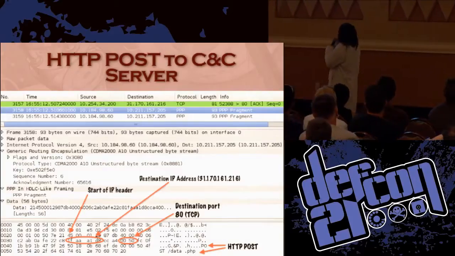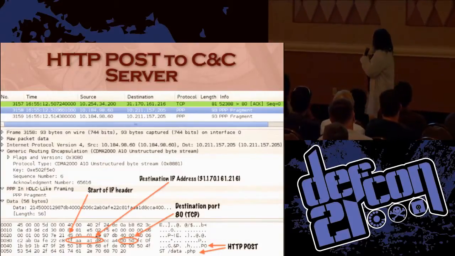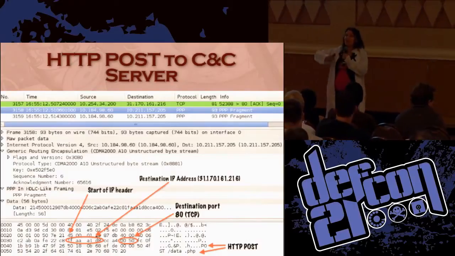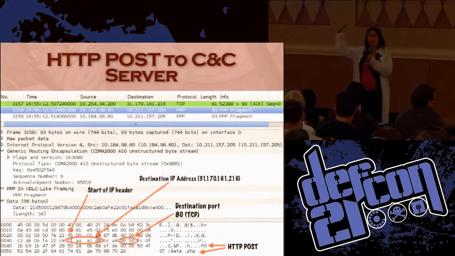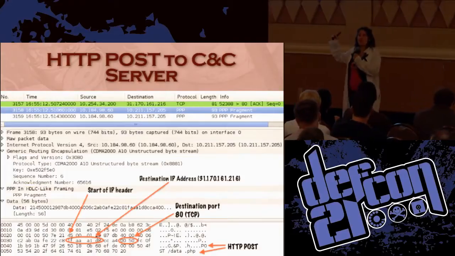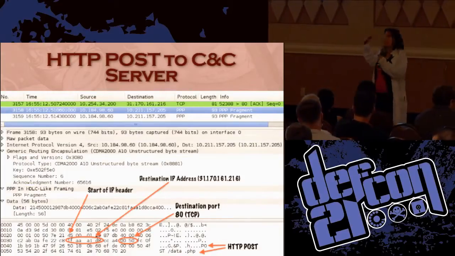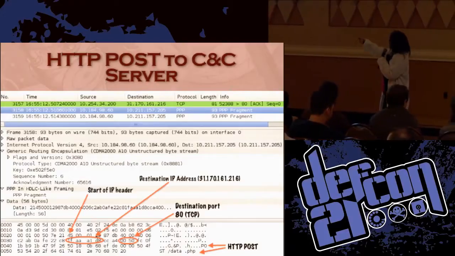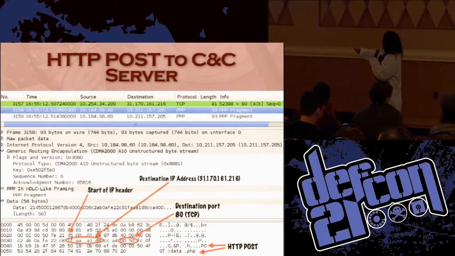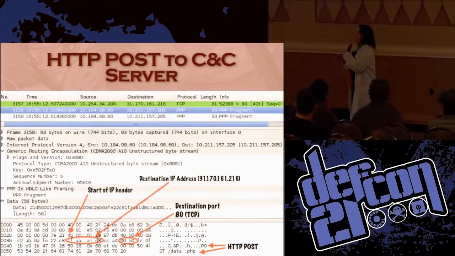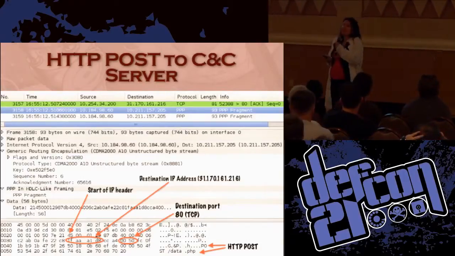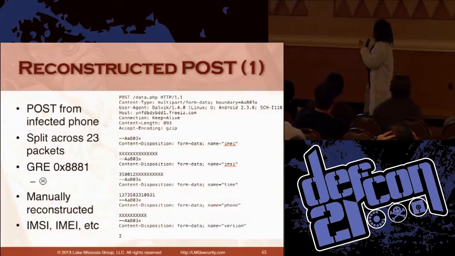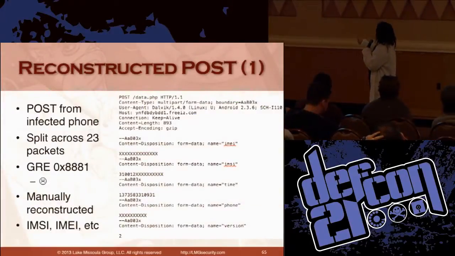Okay, so here is an HTTP post. This HTTP post message is the actual Stels command and control traffic. This is what the phone home message looks like when it's talking to the attacker's server in the Netherlands. So you can see here, PPP, Wireshark didn't dissect it, but you can see post/data.php. This post message was broken up across 23 packets, and I had to reassemble them manually, which was a real pain. Here's the first half of it.